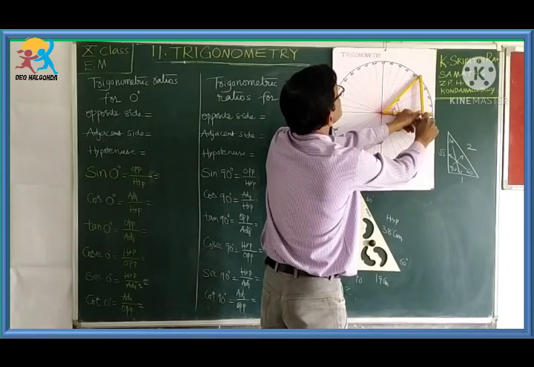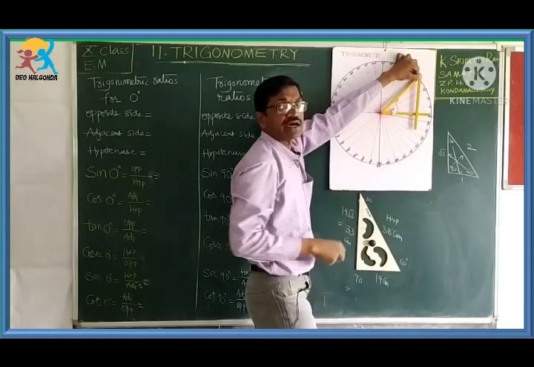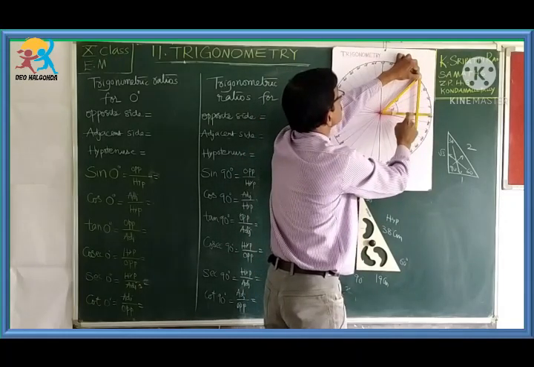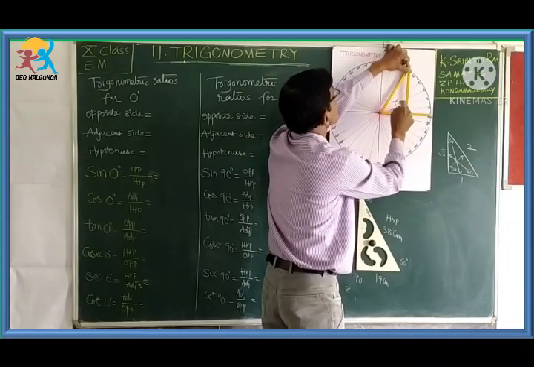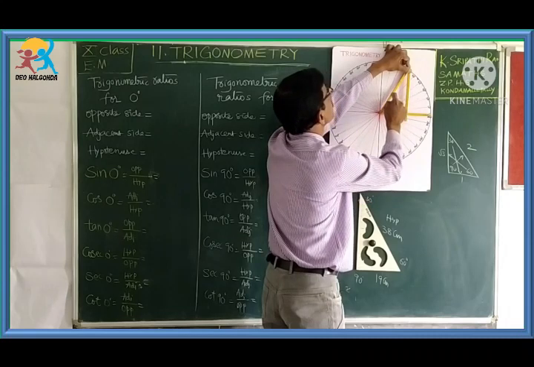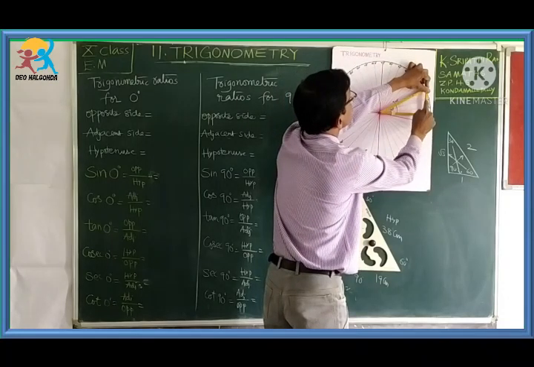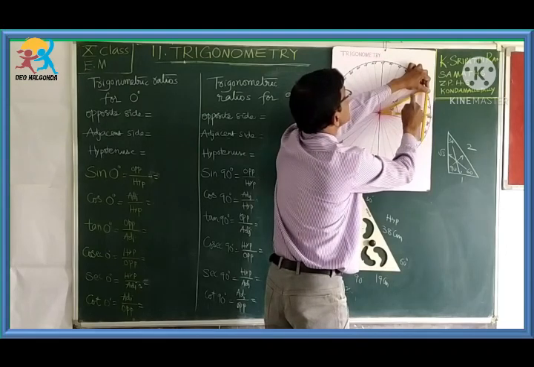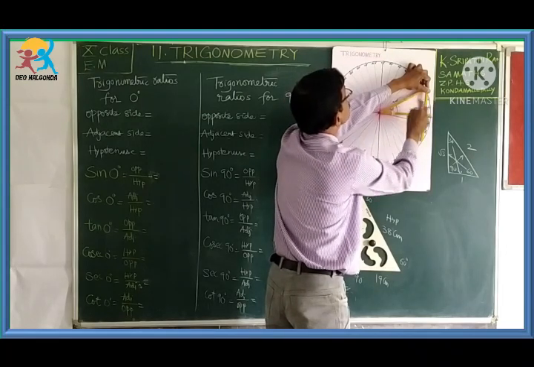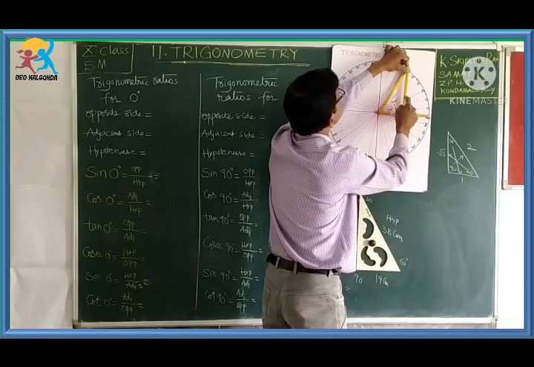If theta is increased to 45 degrees, the opposite side and adjacent side are equal, 1:1, and the hypotenuse is root 2 times. If we still increase to 60 degrees, then the adjacent side is half of the hypotenuse, so root 3:1:2. At 60 degrees, this is 1, this is root 3, this is 2.